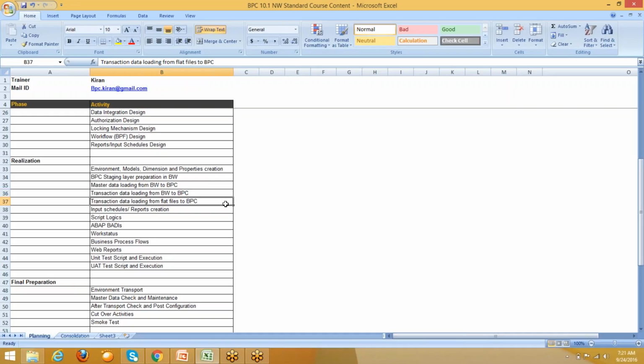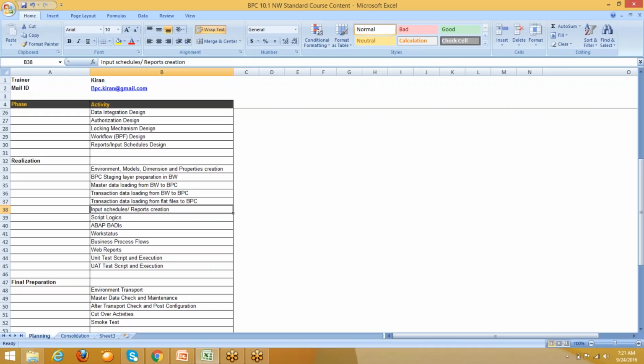If you have non-SAP systems, let's say some company codes are in ECC, some company codes are not in ECC. For the non-SAP systems, how to load the actual data? You can use file system. So how to load data from flat files, we are going to discuss.